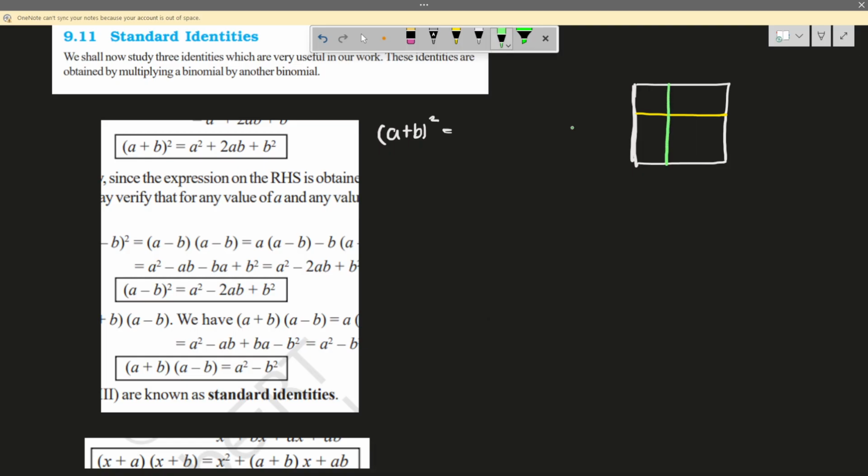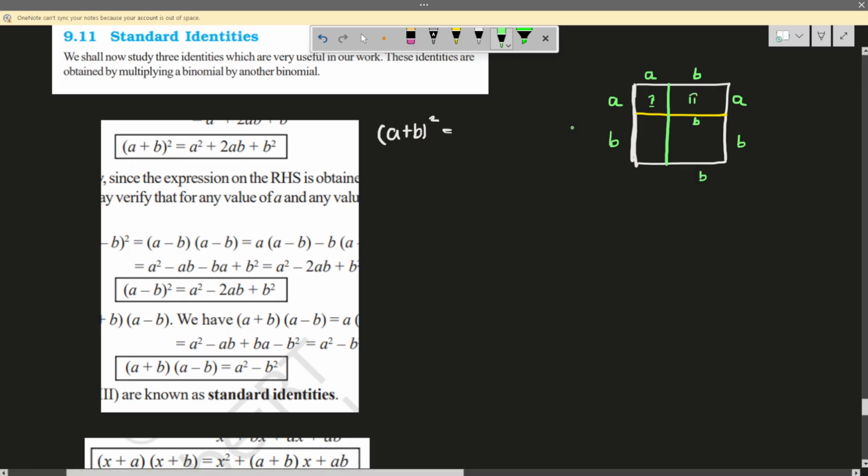Let us say we have divided it into 4 different parts of sides A and B, and this will also be A, this will be B, this will be A, and this will be B. So this is 1, 2, 3, 4. Now this entire side will be A plus B, and this entire side will be A plus B, and this will be A plus B, and this will also be A plus B.